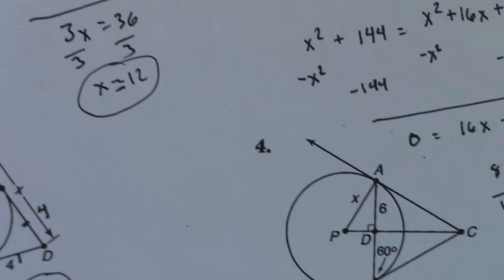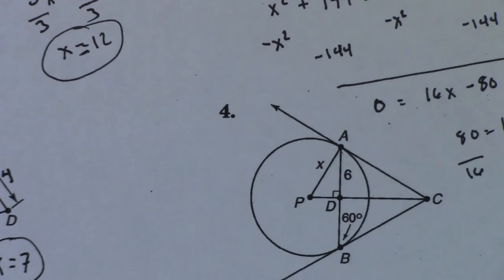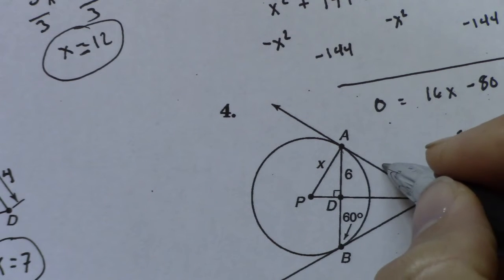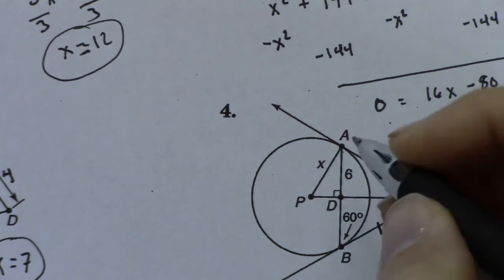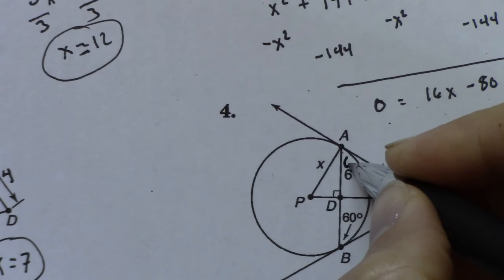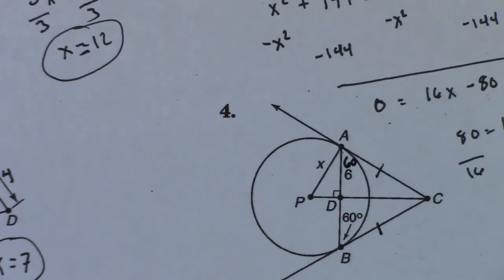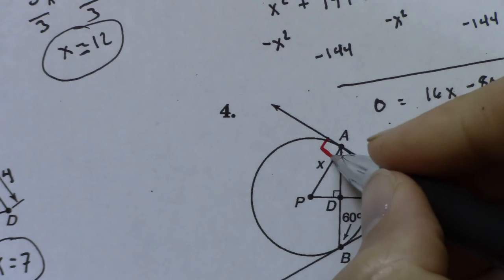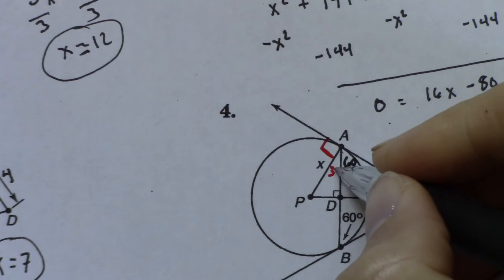Going over to number 4, let's see where we're at. 60. That's making me think special right triangles. Let's see, we want to find x. So here's the deal. If this is 60, then that must mean this triangle, because these pieces are the same, is isosceles. So that means that this is 60. But because I know that a tangent line meets the radius at a right angle, that means that this is 30.